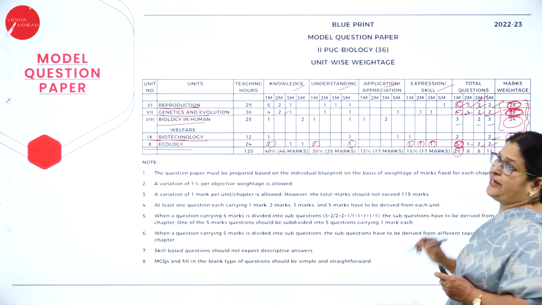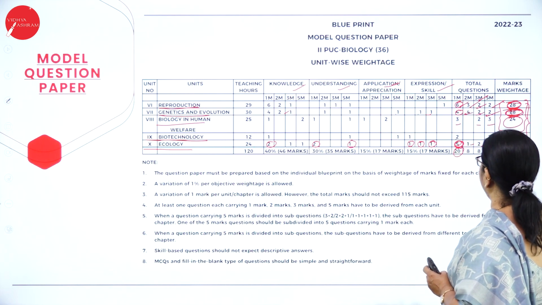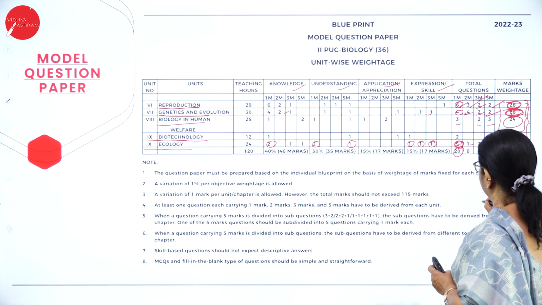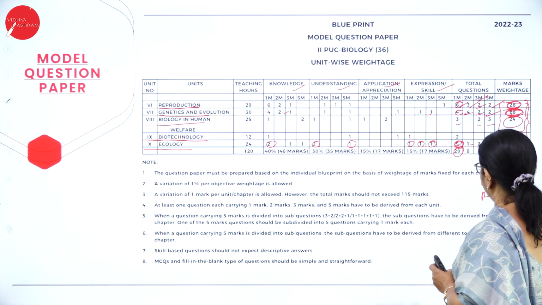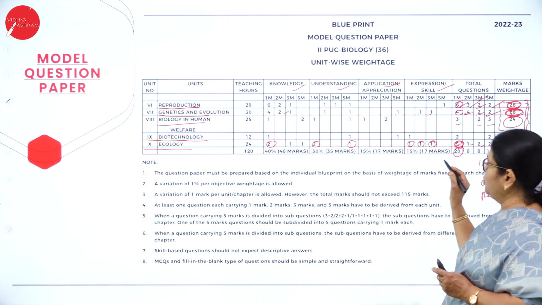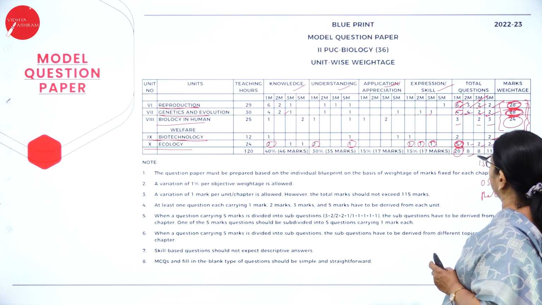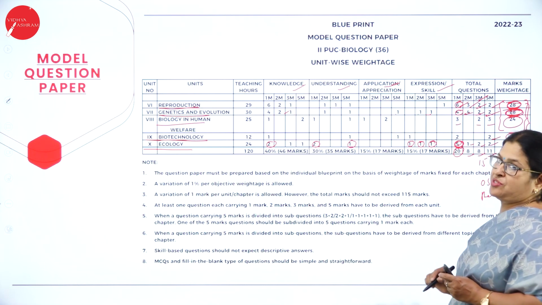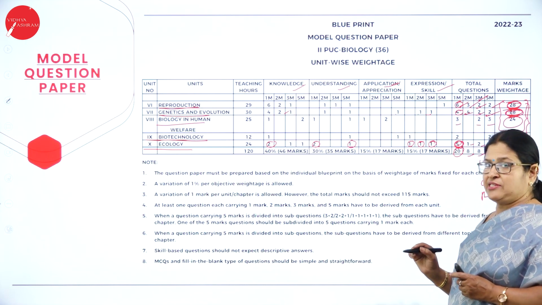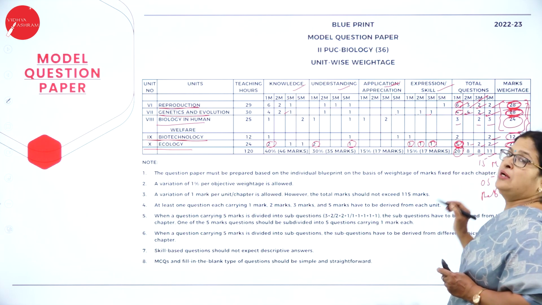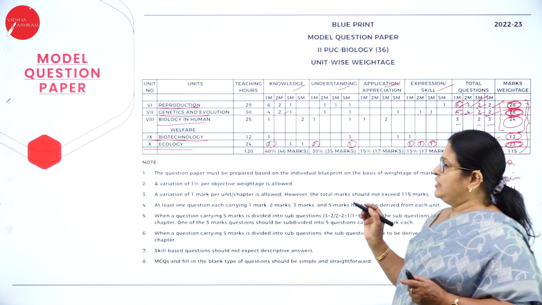So totally in your question paper, how many questions will be there for your 1 marker question? As I said, 20. 20 means what? 15 MCQs and 5 fill in the blanks. So total 20. 2 marker question, 8 questions will be there. 3 marker question, 8 questions will be there. 5 marker question, you'll get 11 questions. So totally, you'll have 47 questions in your question paper, including the MCQs and the fill in the blanks.